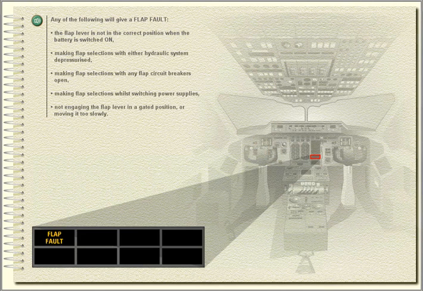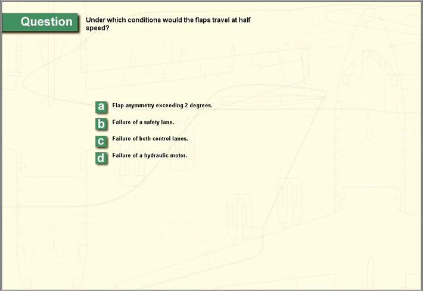Any of the following will give a flap fault. The flap lever is not in the correct position when the battery is switched on. Making flap selections with either hydraulic system depressurized. Making flap selections with any flap circuit breakers open. Making flap selections whilst switching power supplies. Not engaging the flap lever in a gated position or moving it too slowly.